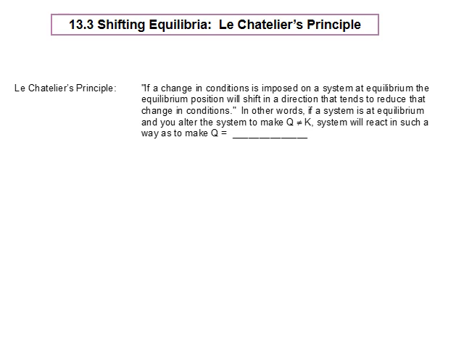Le Chatelier's principle says, if a change in conditions is imposed on a system in equilibrium, the equilibrium position will shift in a direction that tends to reduce that change. In other words, if a system is at equilibrium and you alter the system to make Q not equal to K, the system will react in such a way as to make Q again return to a value of K.